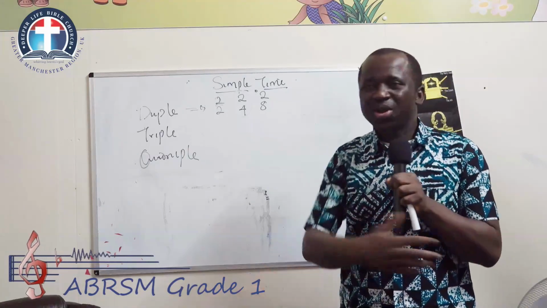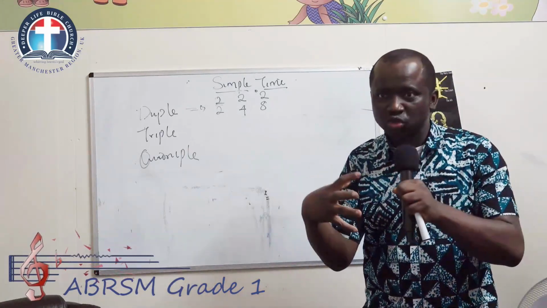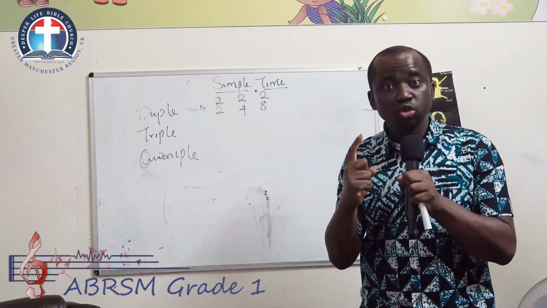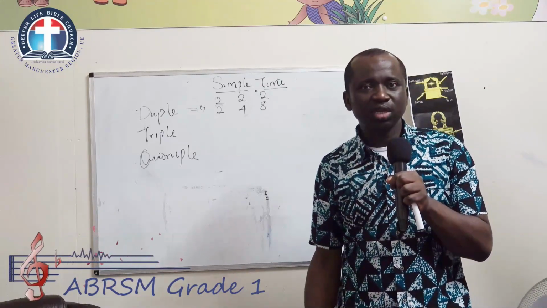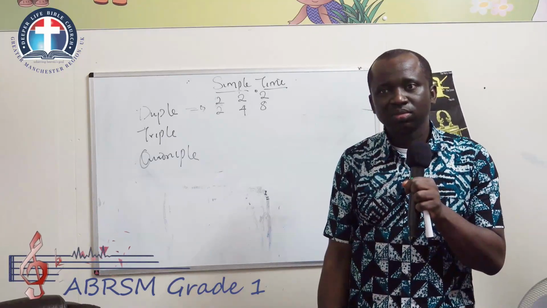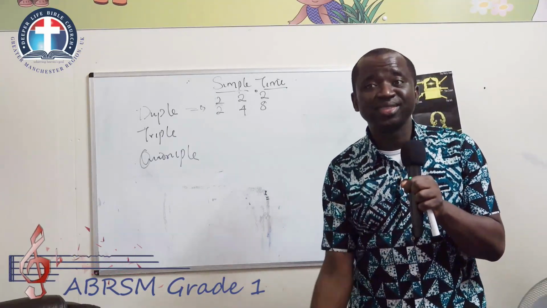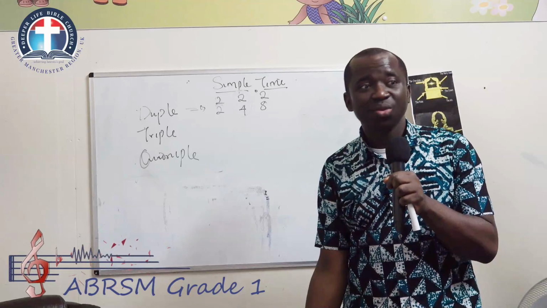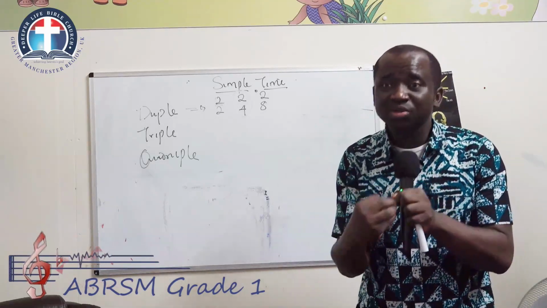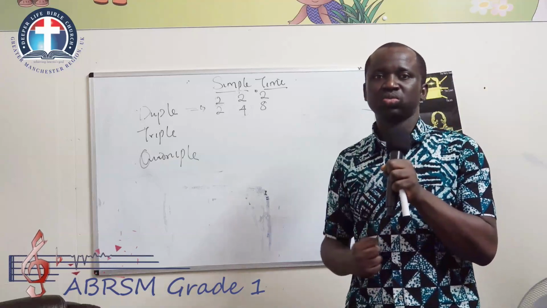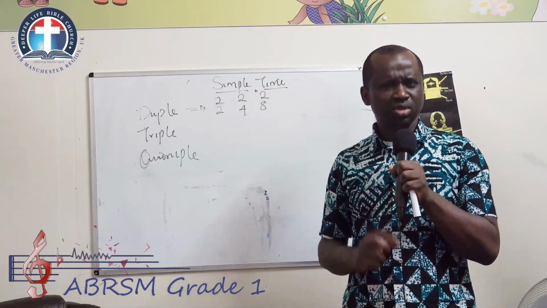No. Any other notes can be there, but when you add them together, the value of those notes must not be more than what? 2 crochet. And what is the value of 2 crochet? What did we say the value of a crochet is? 1 + 1 is what? 2. So all the other notes, when you add them together, should not be more than 2. Do you get the point?